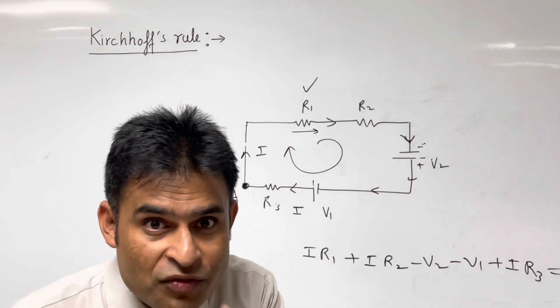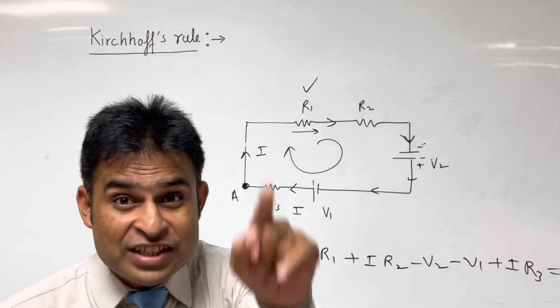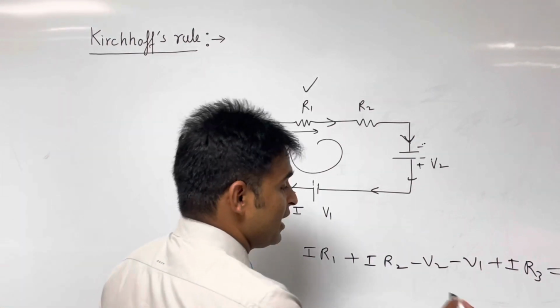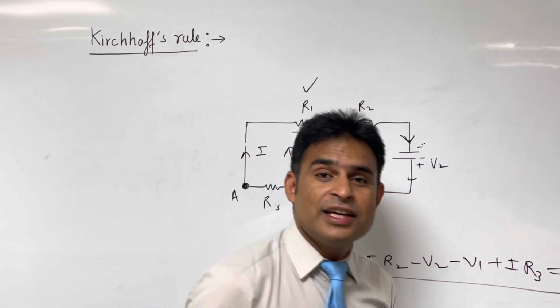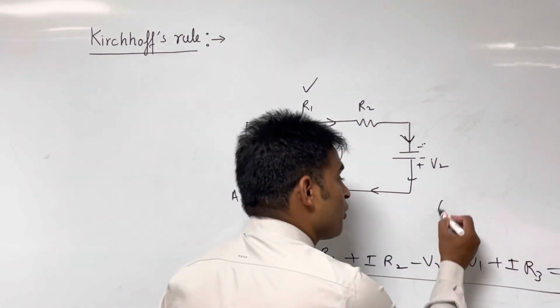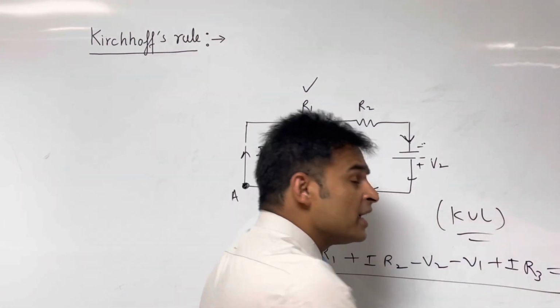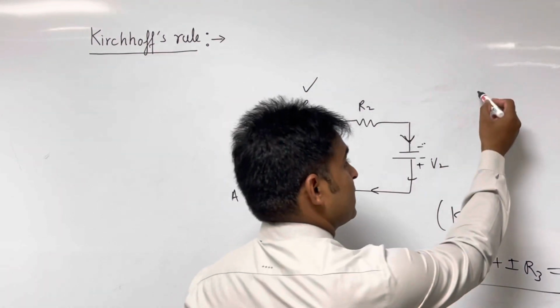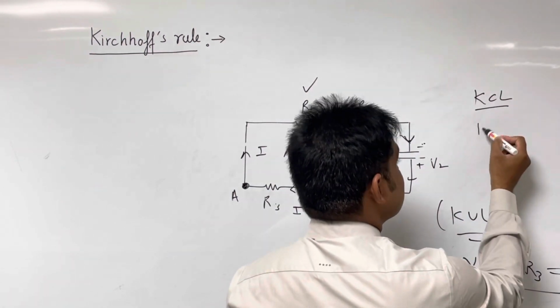Now what happened? What did we do? We started from here and reached the same point. It means net voltage should be 0. That is called KVL. This rule is called KVL. So in conclusion, we have done two things. First one is KCL, Kirchhoff's current law, and second one is what?